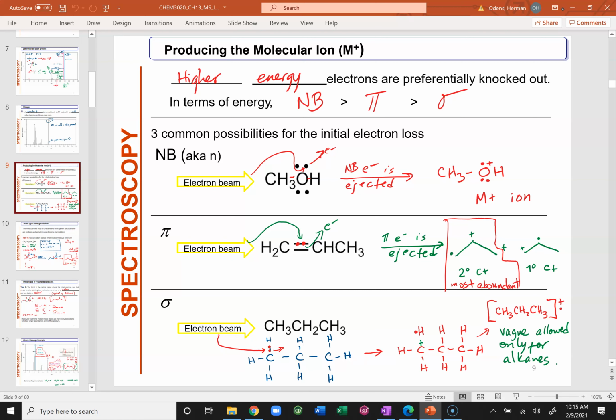So there are 3 common possibilities. You have the non-bonding collisions with the electron beam. Then you have the pi collisions and the sigma collisions. Let me explain this one. This one is hard to understand. I'm going to take 1 minute to do this.